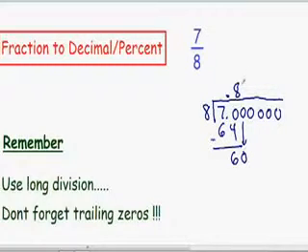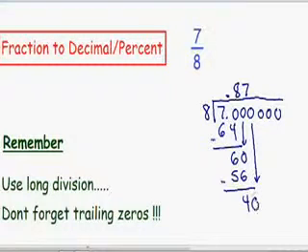8 goes into 60 7 times. 7 times 8 is 56. And if we subtract 60 minus 56, we get 4. We still have a remainder, so we need to keep on going. So I'll bring down my next 0. 8 goes into 40 5 times. And 5 times 8 is 40. And if we subtract 40 and 40, we get a remainder of 0. And once you get a remainder of 0, you can stop dividing.